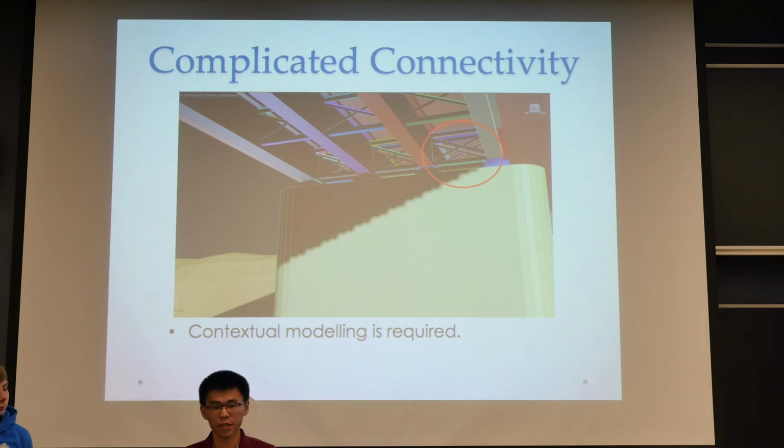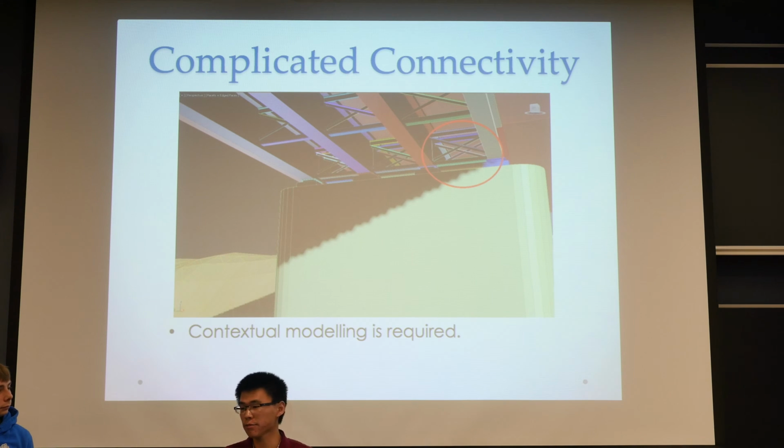Another observation is that we have really complicated connectivity in our data set. This is an image of the bridge underneath the deck. You see a lot of thin structures. It's a really complicated connection. This poses a challenge for us, but at the same time, it provides a cue for us to solve the problem. Therefore, contextual modeling is required.